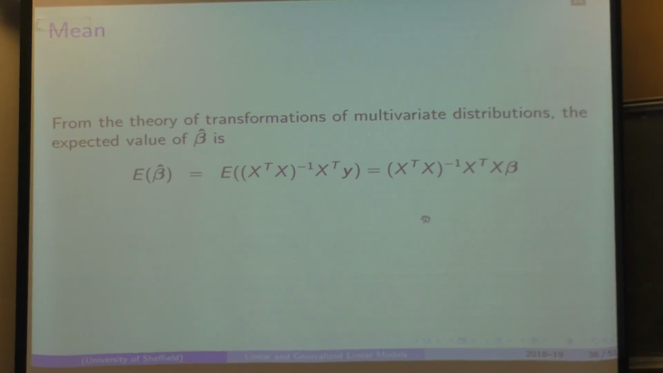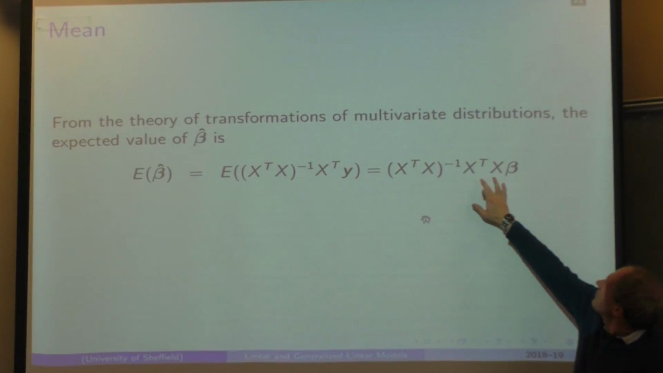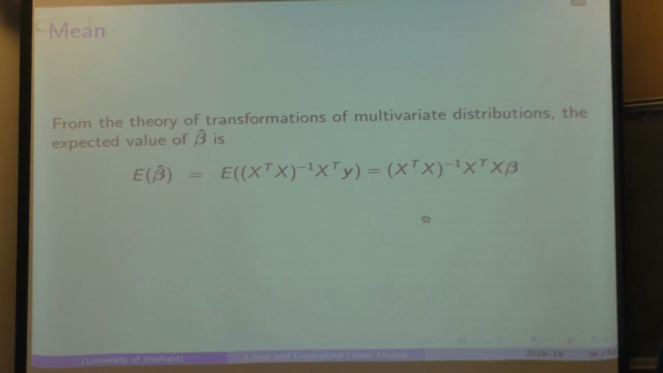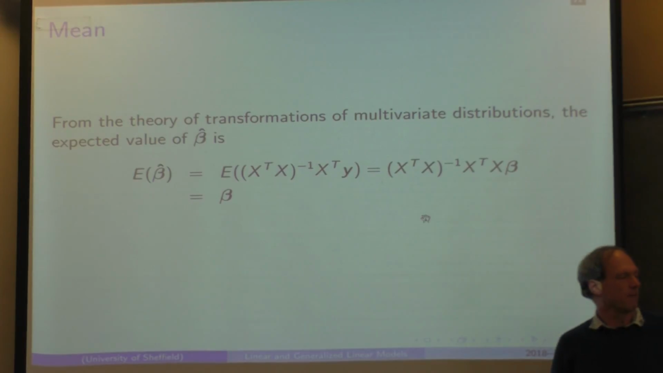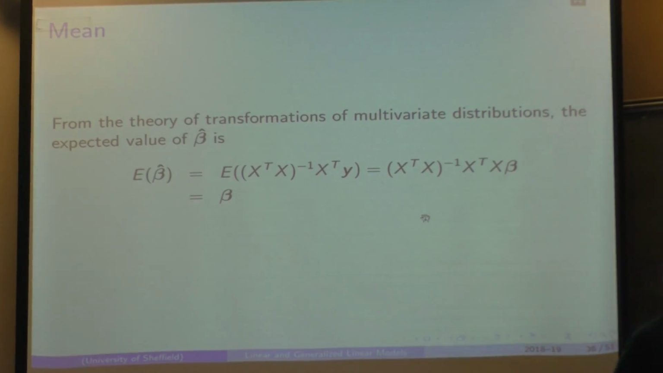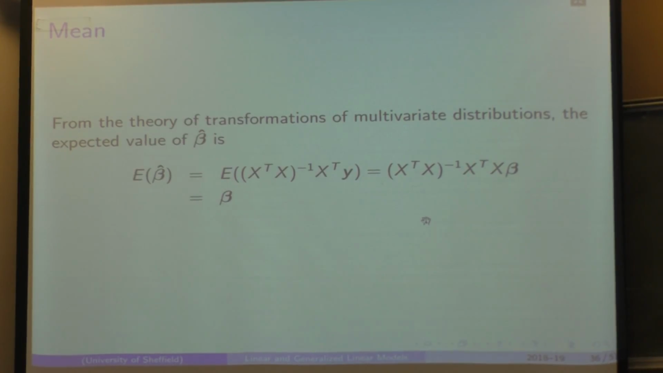Right. Simple linear algebra here. We've got X transpose X and X transpose X to the minus 1. So we've got the inverse of the matrix times the original matrix itself. So that is going to give us the identity matrix, and that means it does nothing. So in fact, the expectation of beta hat is beta.